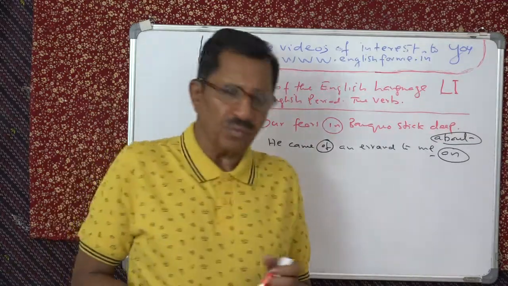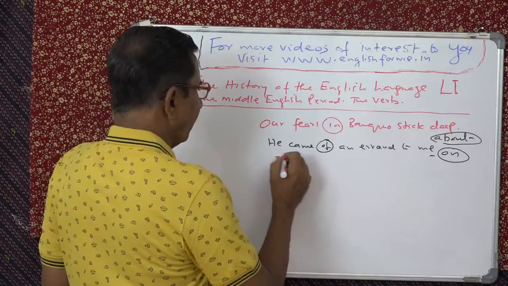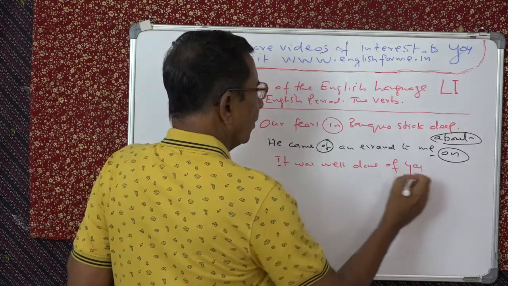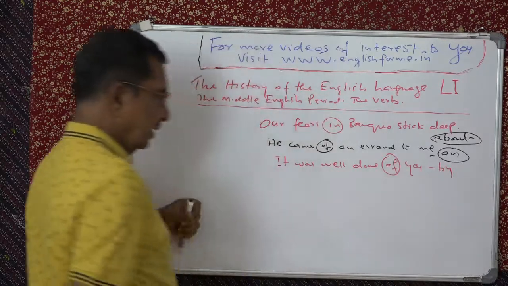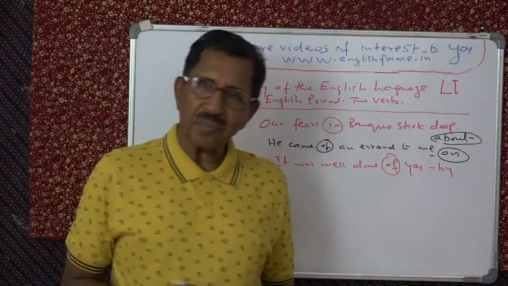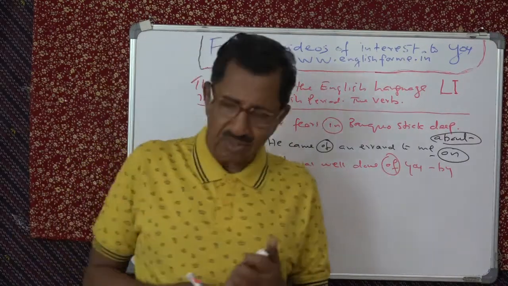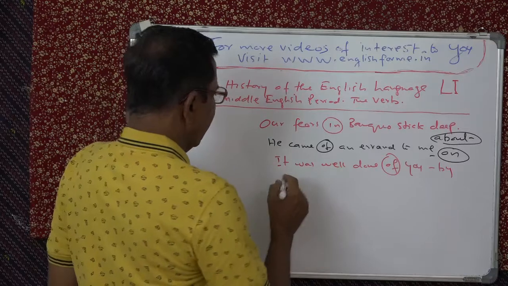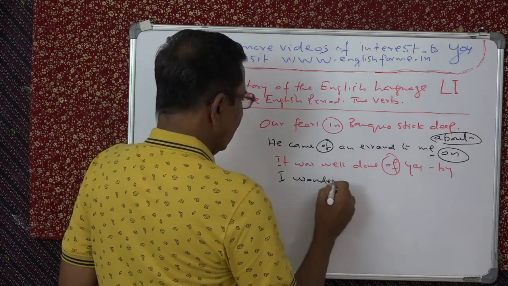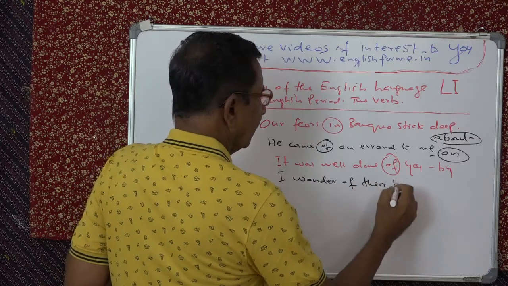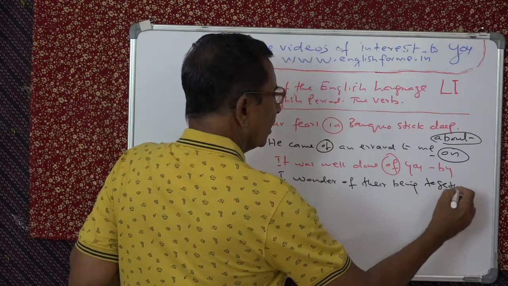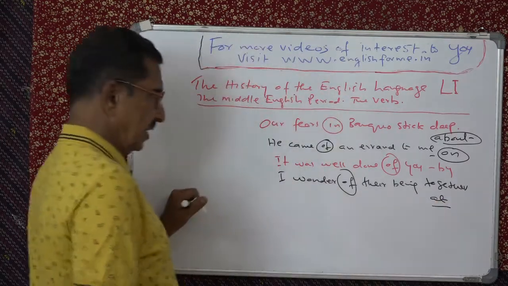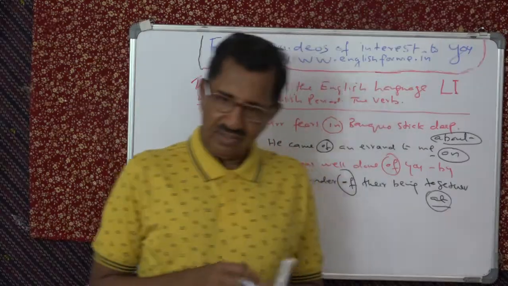It was well done of you. It ought to have been by you. See, of is used for on, of is used for by. I wonder of their being together. What is the preposition instead of this? I wonder at, not of. You are following me, I think.